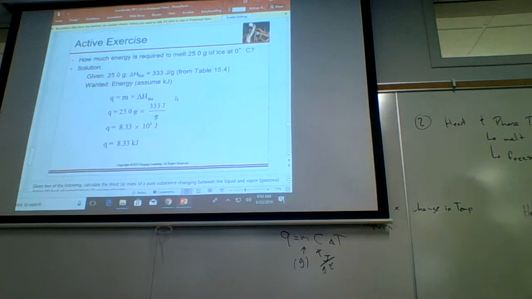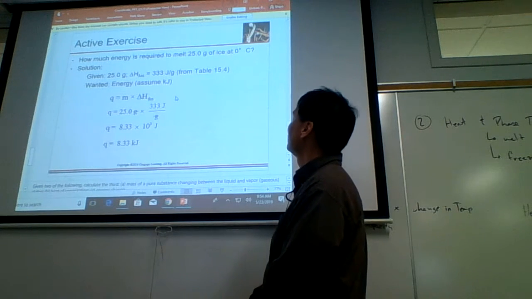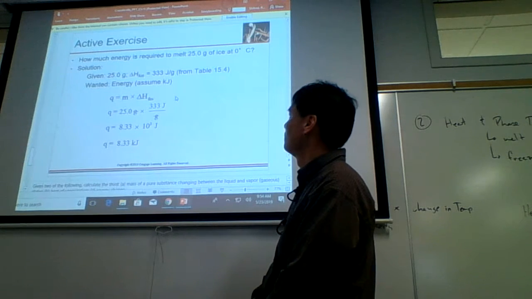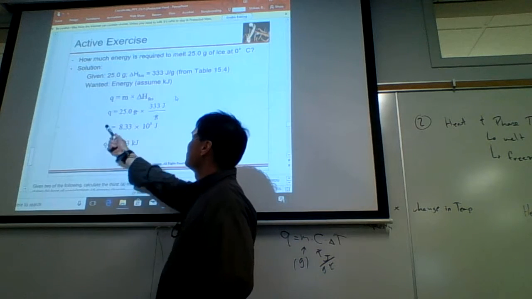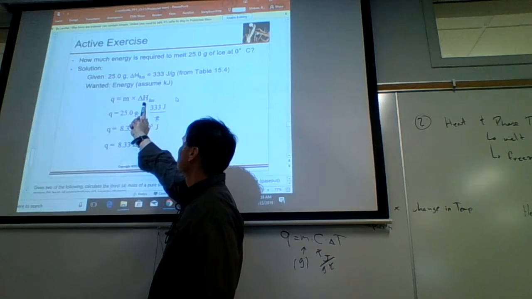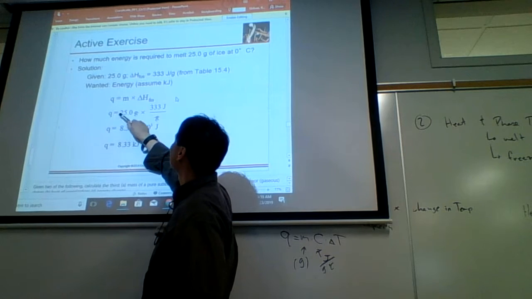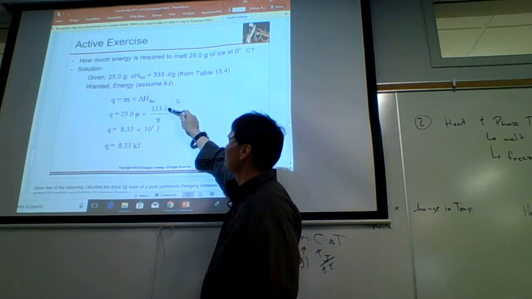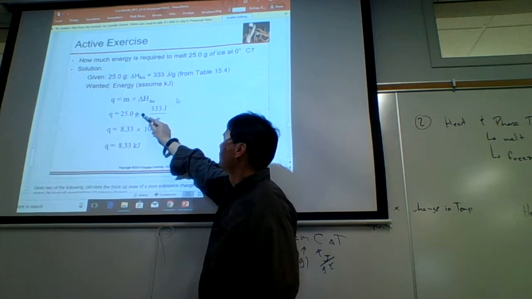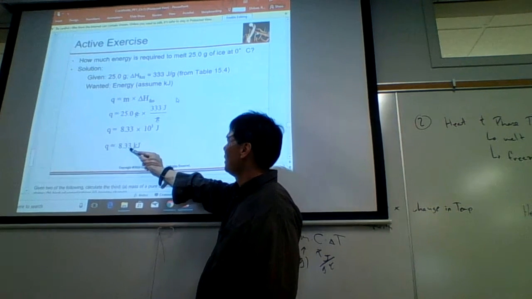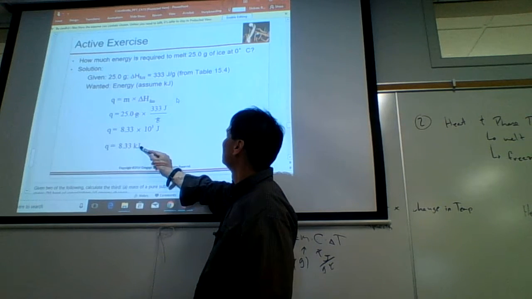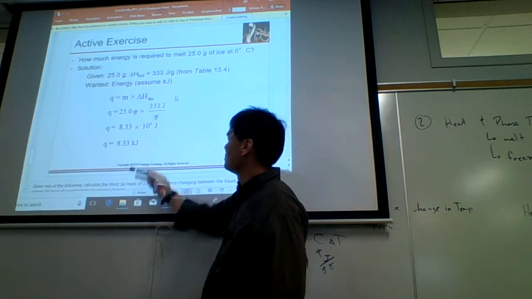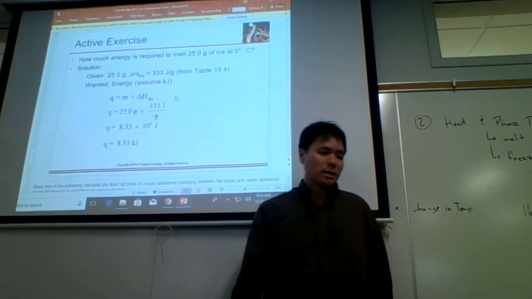How much energy is required to melt? Okay, so we're going to melt 25 grams of ice. Well, what temperature does ice melt at? 0 degrees C. Since it's melting, we use this equation. Q is equal to the amount times delta H. The amount is 25.0 grams. Delta H, well, this is melting, so it's called fusion. Delta H of fusion is 333 joules per gram. The grams cancel, and that leaves us with 8.33 kilojoules, or 8.33 times 10 to the third joules. And so that's how much energy is required to melt that ice at 0 degrees C.